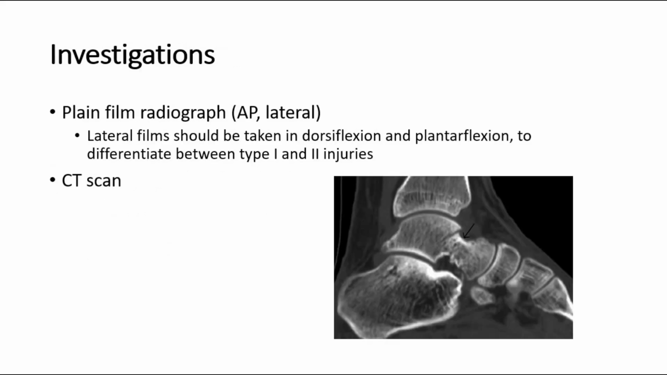Investigations. Initial assessment of all suspected talar fractures requires plain film radiographs, both AP and lateral views. Lateral films should ideally be taken in dorsiflexion and plantar flexion, to differentiate between type 1 and 2 injuries. For complex injuries, CT imaging may be required for further detailed assessment. This picture shows a CT scan, showing anterior talar fracture.